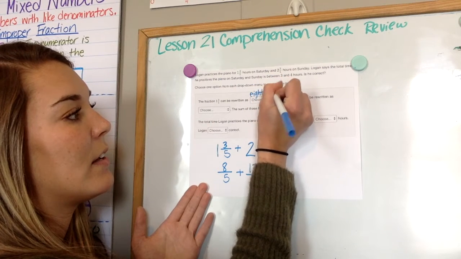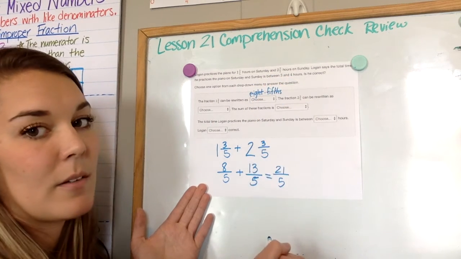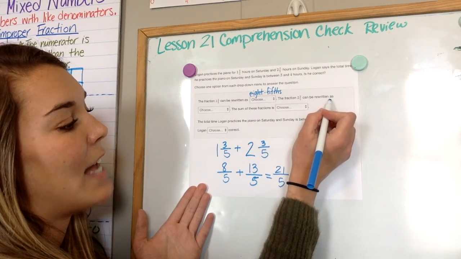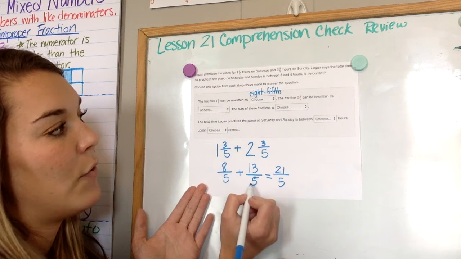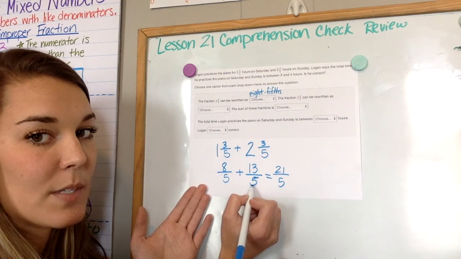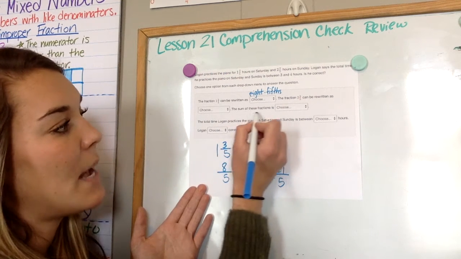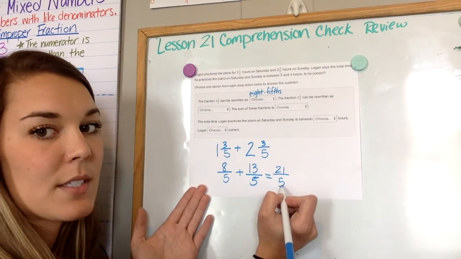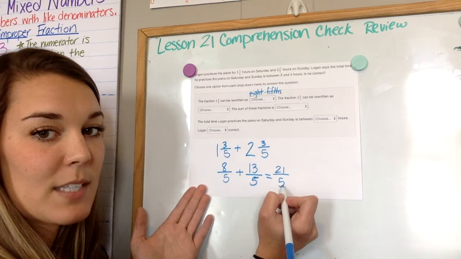8 fifths. The fraction 2 3/5 can be written as 13 fifths. That's what it would say. The sum of these fractions is 21 fifths. Okay, that's what it would say.